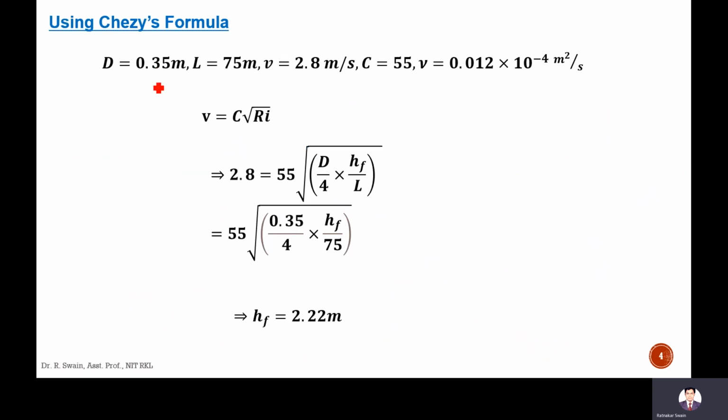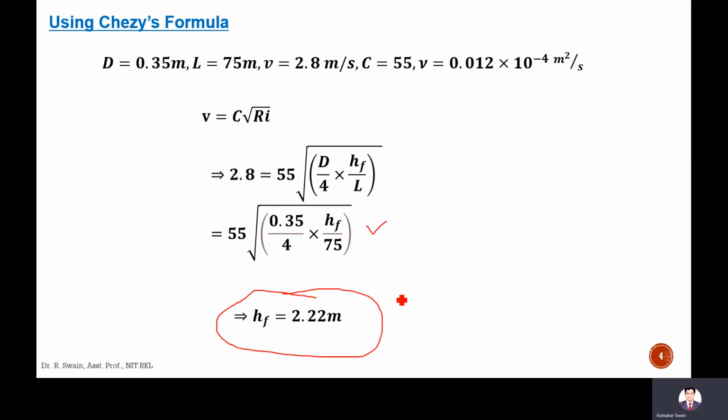Next, using Chezy's formula, V is C square root of m into i, where m is the hydraulic mean radius. For a circular pipe, m is D by 4. V is 2.8, C value is given, m is D by 4, D is given, i is hf by L, L is given. So from this equation, we can calculate hf, which is 2.22 meter.